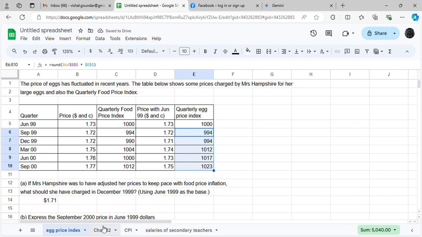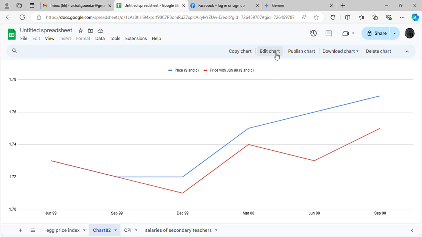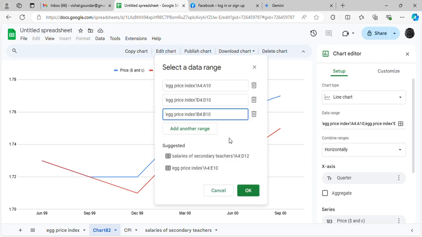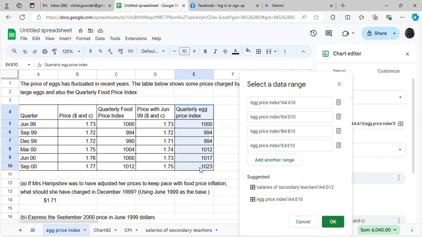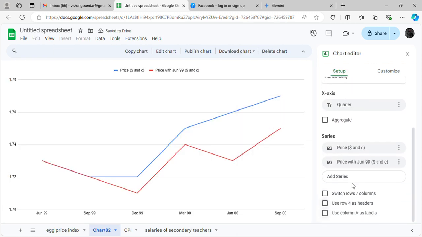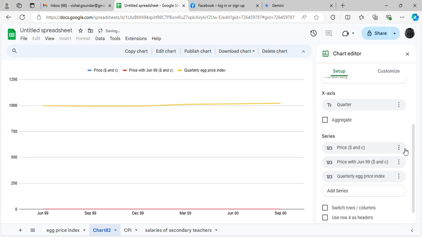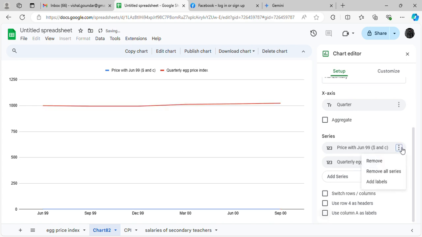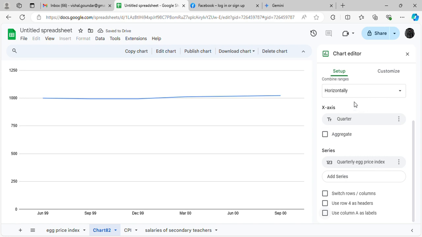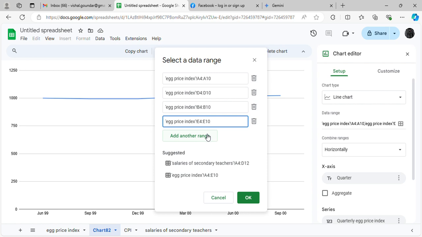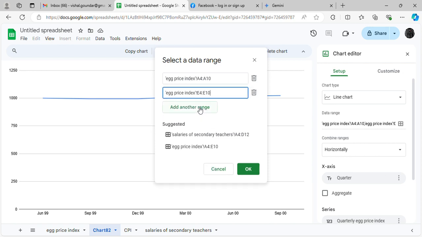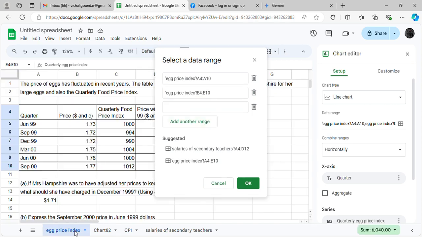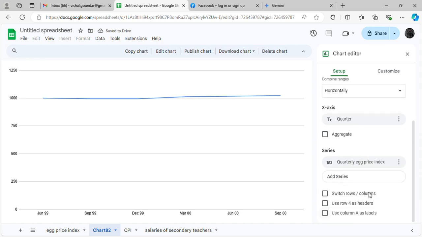And let's plot this on the chart. So we add the data range. That's a quarterly egg price index. And let's add it to the series. Let's remove the prices. Let's also add the given quarterly food price index. So let's add it to the series.